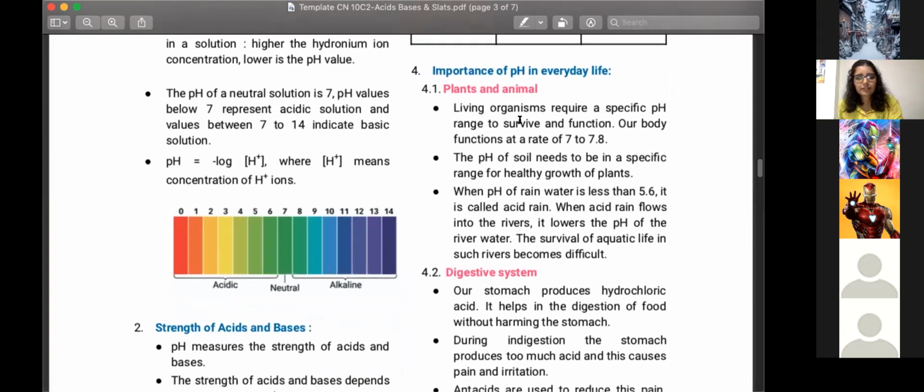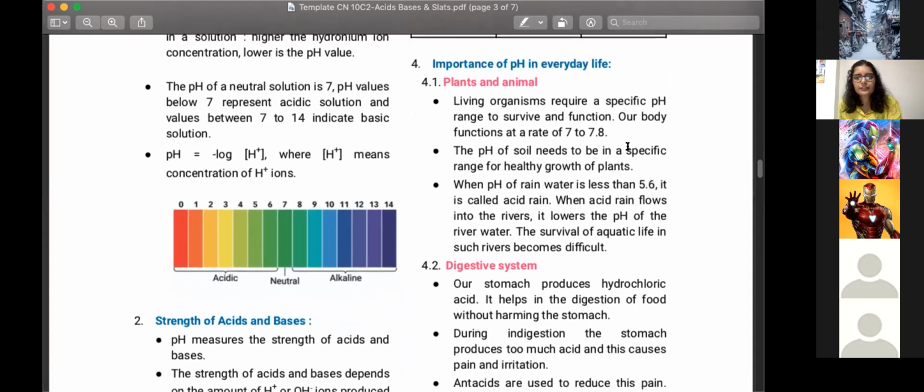Generally blood's pH is 7 point something. That's close to neutral. Oh, there you go. The body functions at a pH of 7 to 7.8. The pH of soil needs to be in a specific range. Now, again, this changes from plant to plant. Some plants require really alkaline, high pH soil. Some plants are okay with low pH soil. Some plants require it to be neutral. But every plant needs to be in a specific range. It changes from plant to plant, but that particular thing needs to be there.